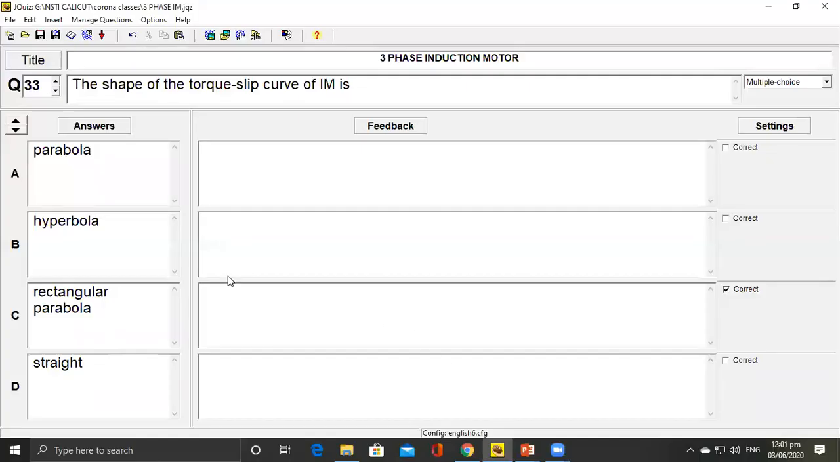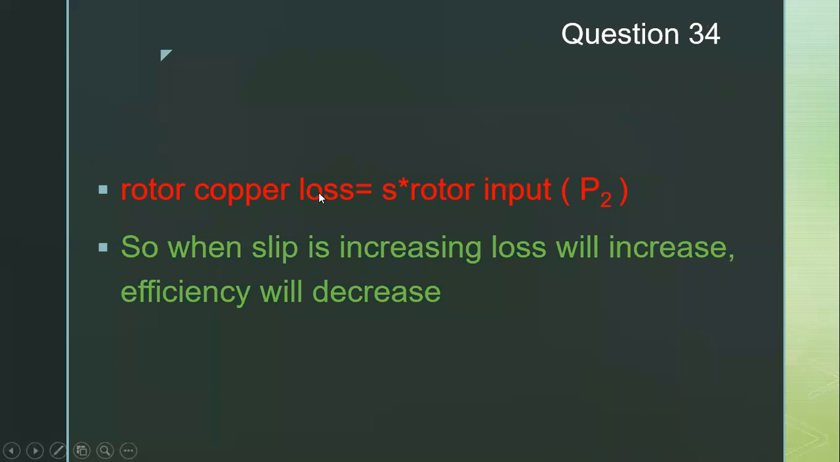Okay, so the next question, the 34th question. For a higher efficiency of a three-phase induction motor, the slip should be large, very large, as small as possible, or none of these. I am going to give a simple explanation. You know that rotor copper loss is equal to slip into the rotor input, as you studied from the power flow diagram. When the slip increases, rotor copper loss will increase. Loss increasing means efficiency will decrease. This is one way of explanation; you can explain using various conditions, but I am using this method.